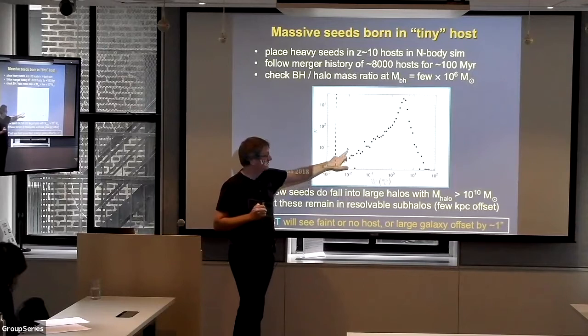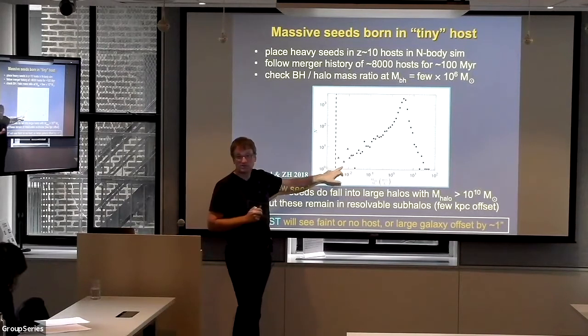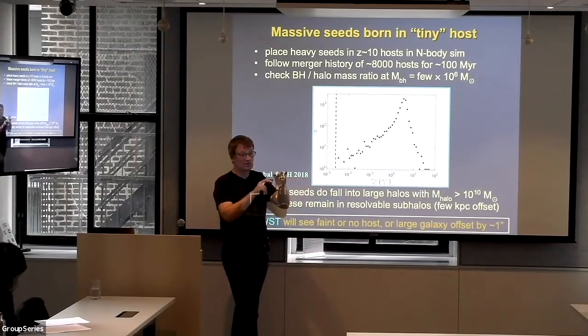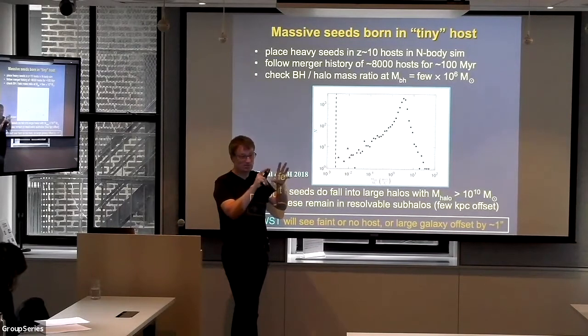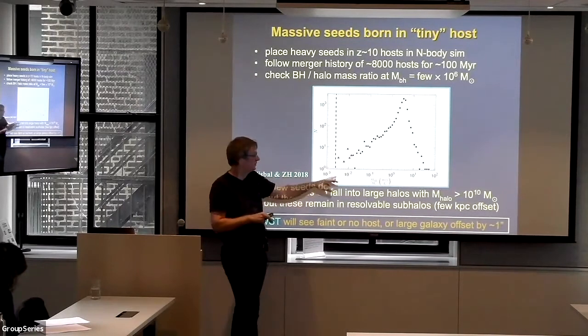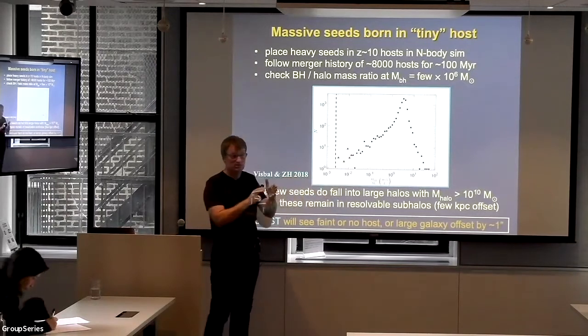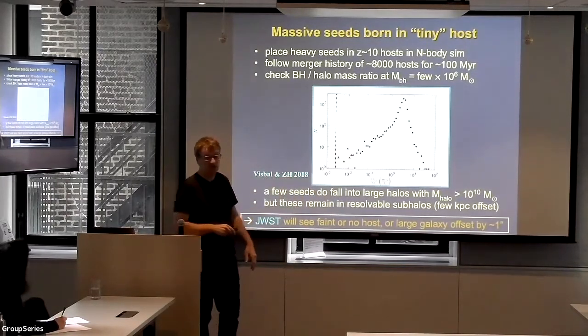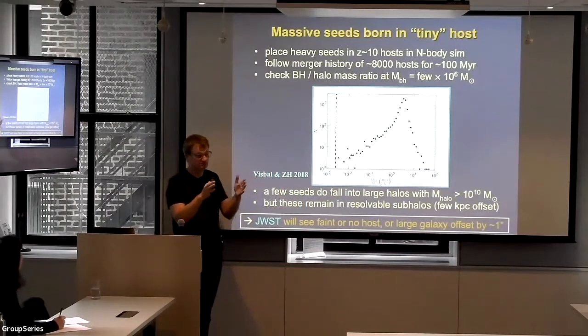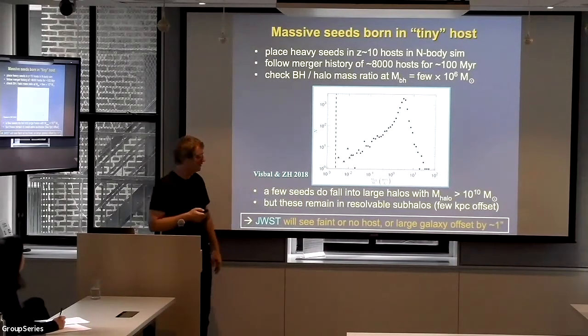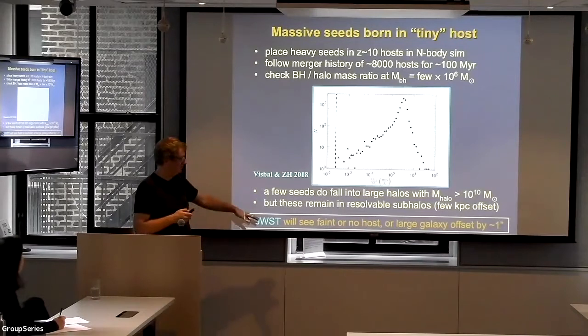But they're still satellites. So you can still resolve your weird object with a large black hole and almost no galaxy from the host, which is offset by a few kiloparsec. So it's resolvable with, let's say, JWST. So that's our particular proposal.